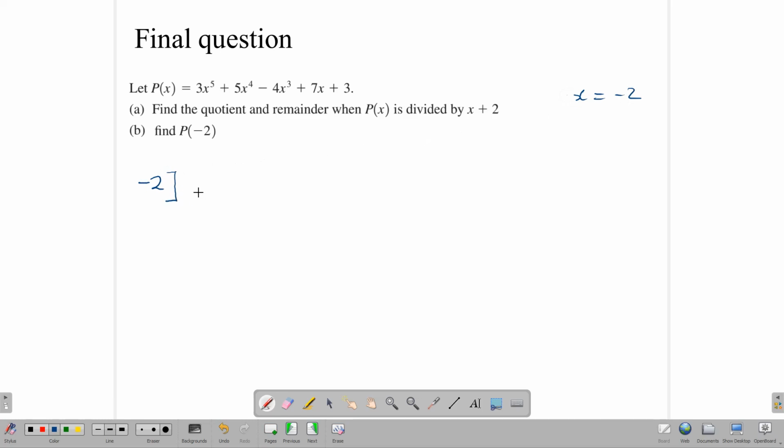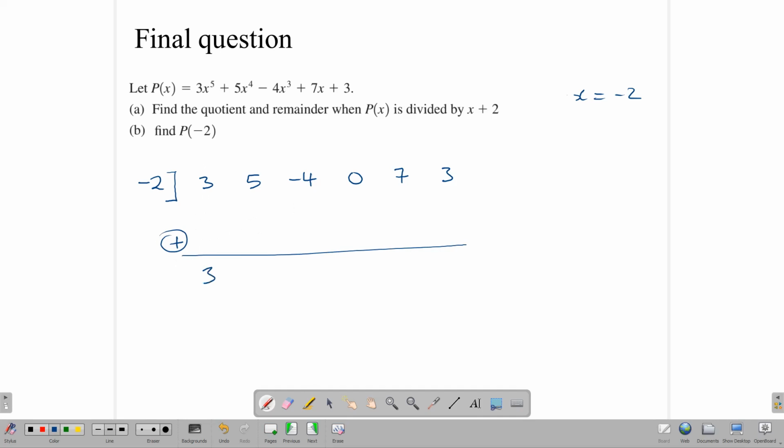And now we're going to write out the coefficients, which are 3, 5, negative 4. Remember, the square term is missing, so we put a 0 there for the square. And 7 afterwards, and then 3. Once we have all of them, 3, 5, negative 4, 0 for the square term that is missing, 7, and 3. Now what we need to do, draw our line, put in our plus.